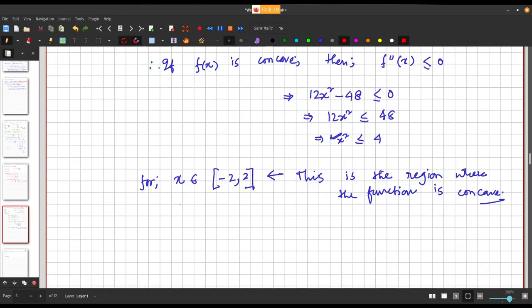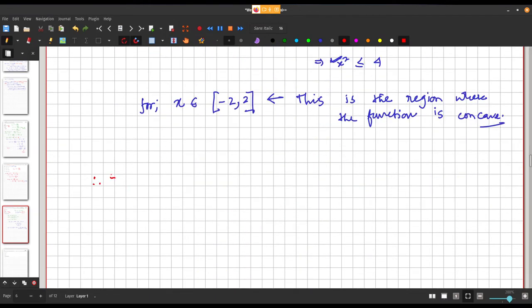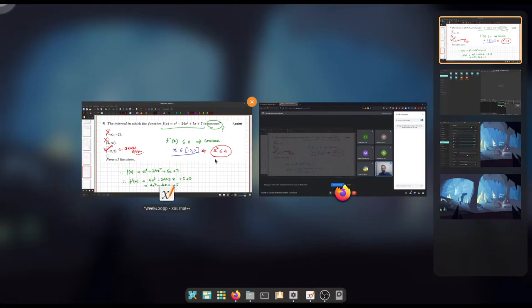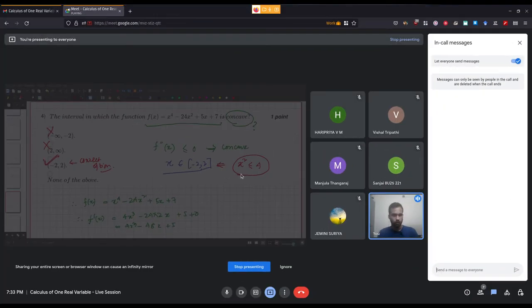So that is our answer, that in the interval minus 2 to 2 the function f(x) is concave. So that is our problem number 4. So please let me know if you guys have any doubt here. Otherwise, I'll move to the next problem.